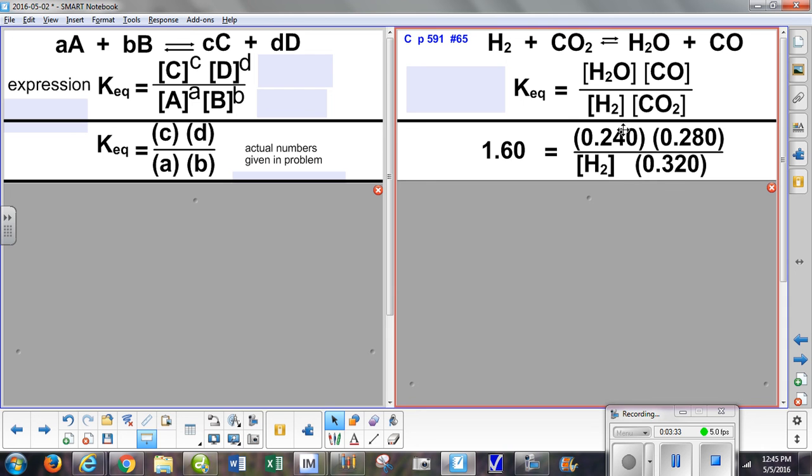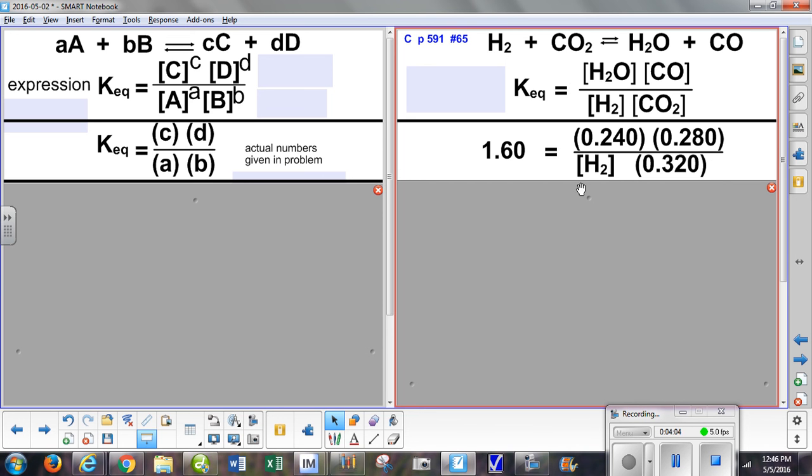This is the concentration of water, concentration of carbon monoxide here, and you'll notice that water and carbon monoxide are on the right, so they are products, and they go on the top. And then A and B would be represented by hydrogen and carbon dioxide. They're on the bottom of the K equilibrium expression, but now we're putting in their actual concentrations.